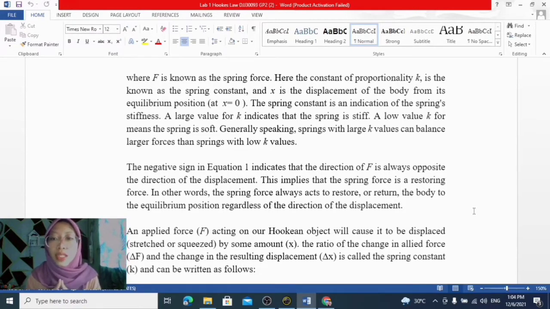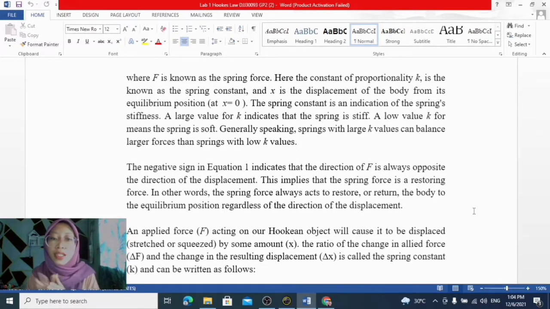The spring constant is an indication of the spring's stiffness. A large value for K indicates that the spring is stiff. A low value of K means the spring is soft. Generally speaking, springs with large K values can balance larger forces than springs with low K values.